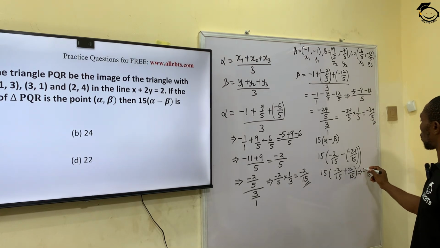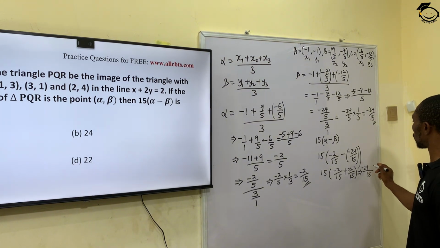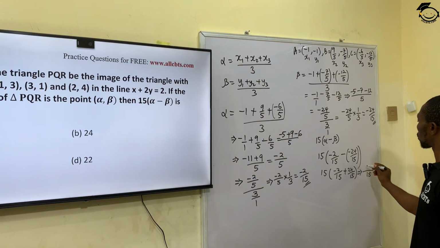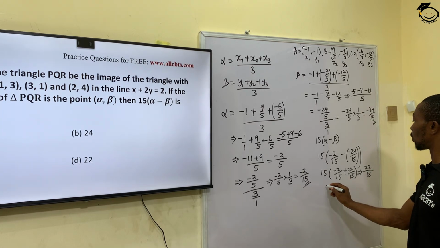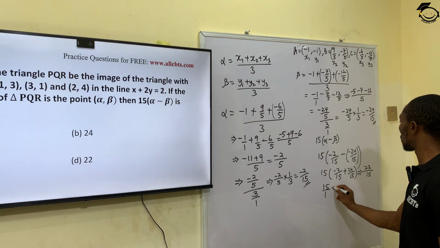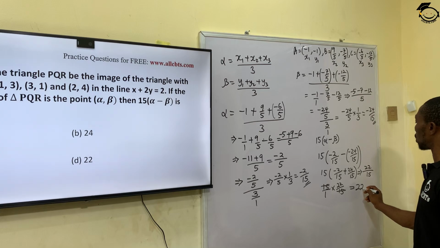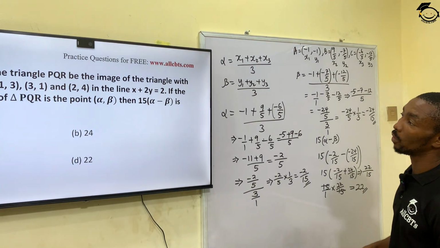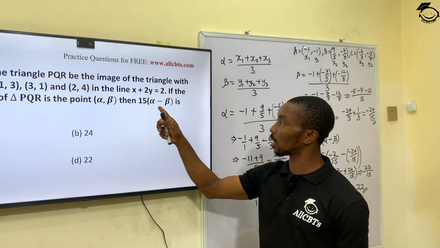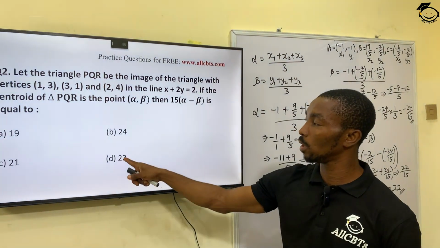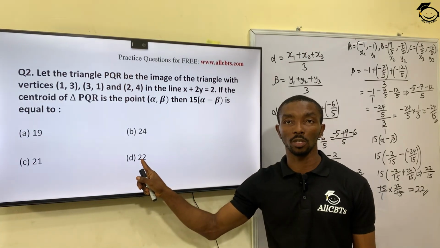All right, this becomes minus 2 plus 24, which gives us 22. So this will become 15 over 1 times 22 over 15. 15 cancels 15, leaving us with 22. So the value of 15 bracket alpha minus beta would be 22, which is option D.